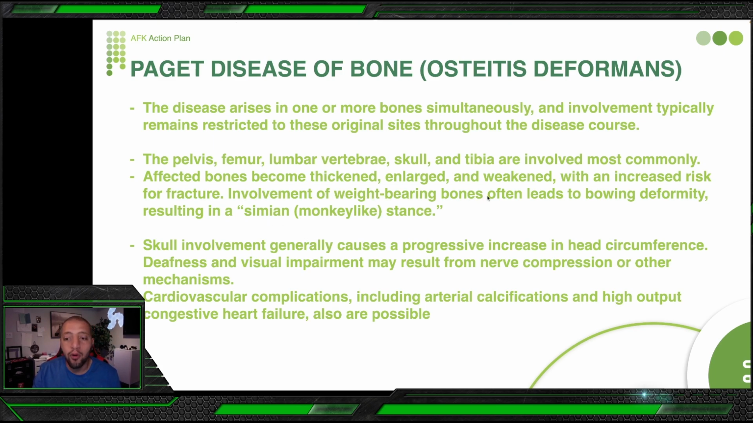Involvement of weight-bearing bones often leads to bowing deformity. Like for a patient with femur and pelvis involvement, you can see the monkey-like stance. Skull involvement generally causes a progressive increase in head circumference, as we said, the hat condition. Deafness and visual impairment may result from nerve compression or other mechanisms. So when the skull is growing, it's compressing the sensory nerves related to hearing and vision, leading to impairment or dysfunction. Cardiovascular complications include arterial calcification, and high output congestive heart failure is also possible.